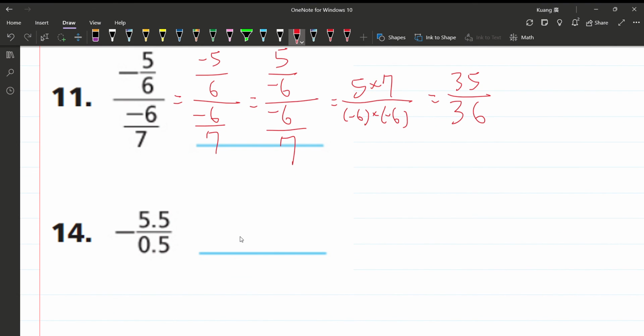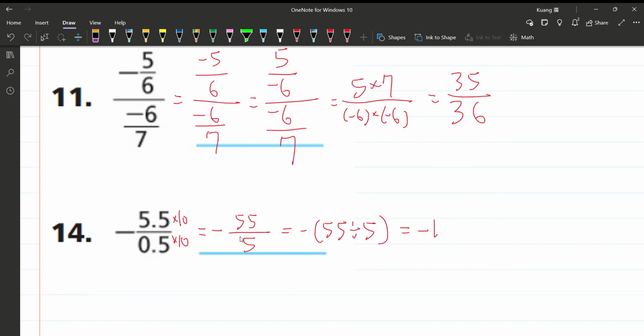Let's have a look at the other example. Okay. Actually, if you see decimal over decimal, you can multiply by 10, both top and bottom. If you multiply both the top and the bottom by the same number, it will not change the value of the fraction itself. So you can do this. There will be negative 55 over 5. There will be negative 55 divided by 5. So that will be negative 11.